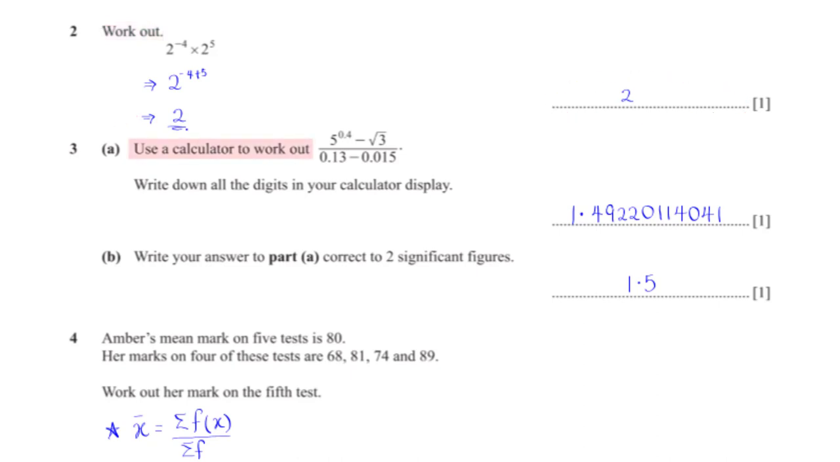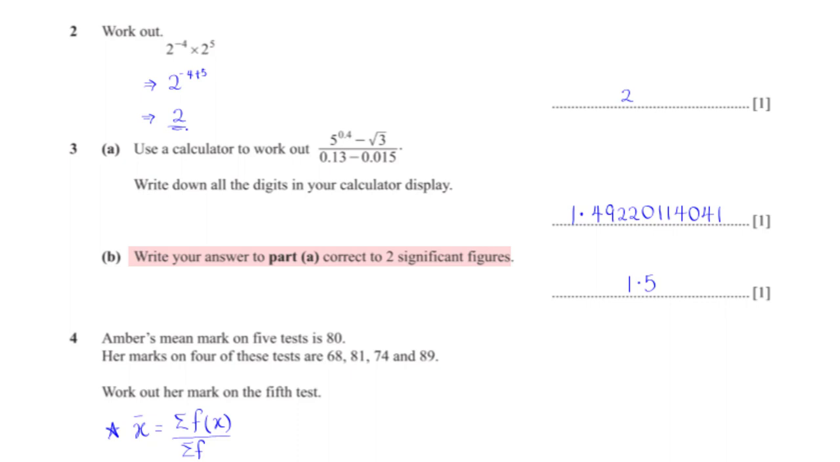Use a calculator to work out 5 raised to the power 0.4 minus square root of 3 divided by 0.13 minus 0.015. Write down all the digits in your calculator display. And so when we type this into the calculator, we get 1.49220114041. Write your answer to part A correct to 2 significant figures.